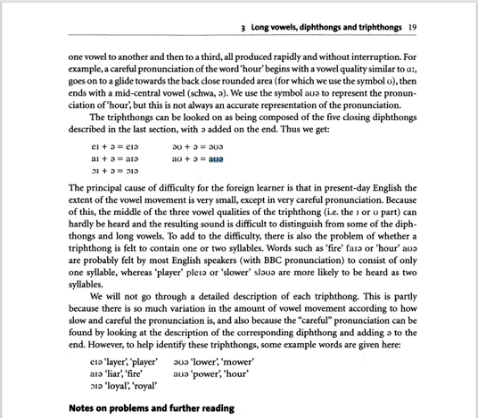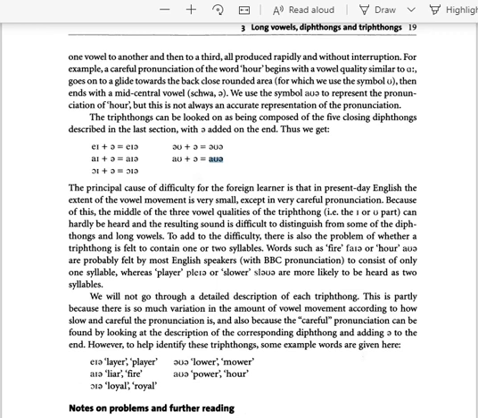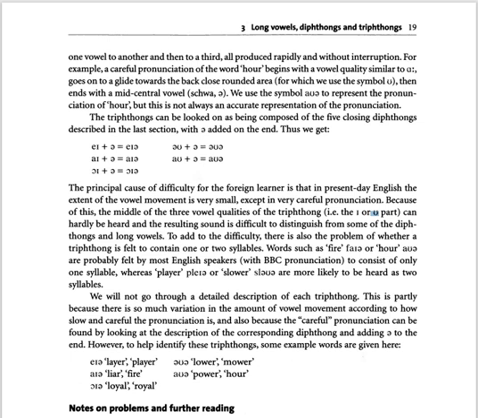The principal cause of difficulty for the foreign learners is that in present-day English, the extent of the vowel movement is very small, except in very careful pronunciation. Because of this, the middle of the three vowel qualities of the triphthong, that is to say the short e or short vowel u part, can hardly be heard, and the resulting sound is difficult to distinguish from some of the diphthongs and long vowels.